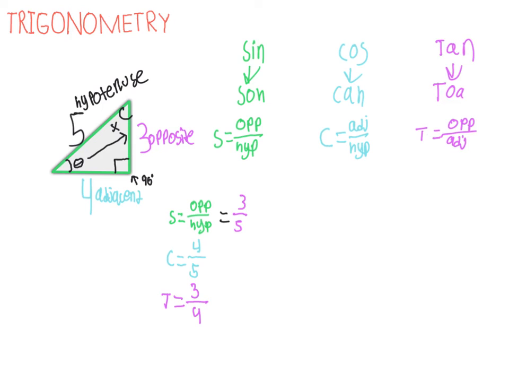Furthermore, our SOHCAHTOA tool will start to mess up at angles of 90 degrees or greater, and it only works for angles less than 90 degrees. So in future videos, we'll create a new formula that will work for any angle. But for now, just remember SOHCAHTOA.